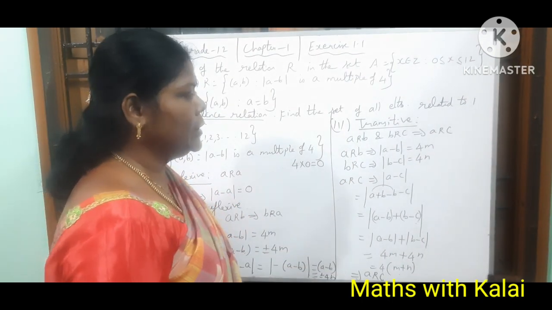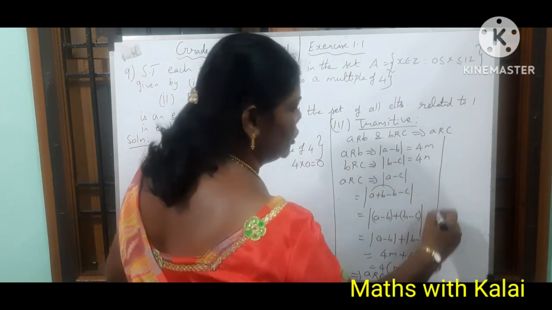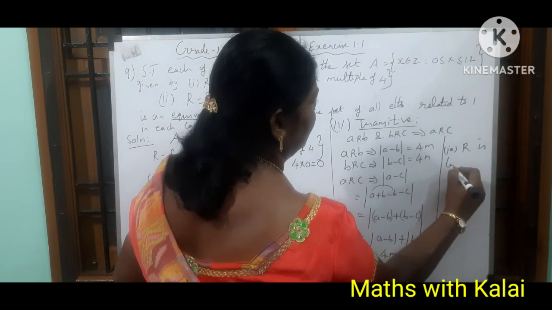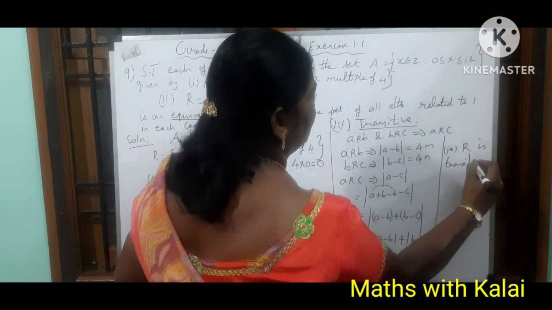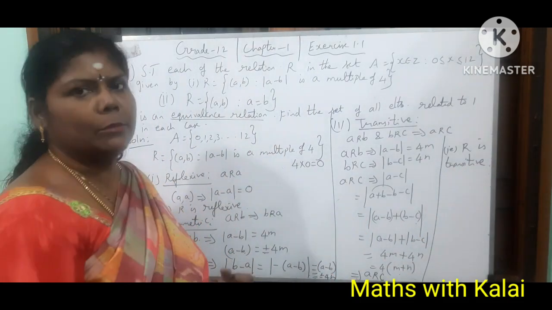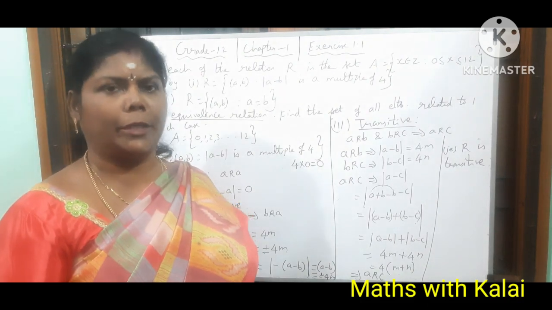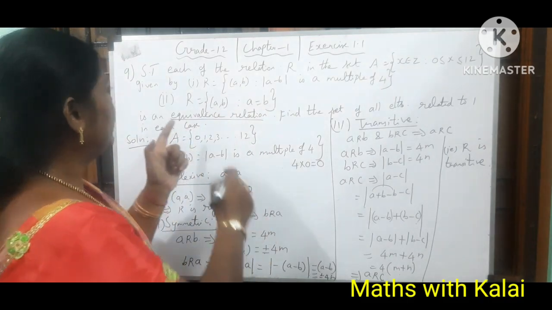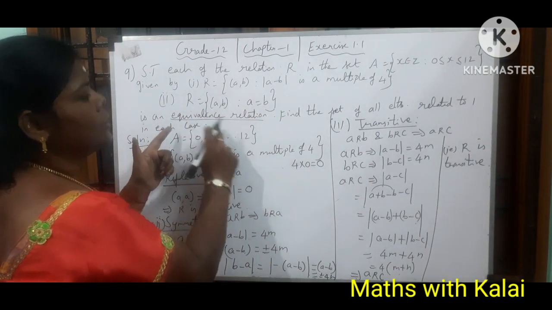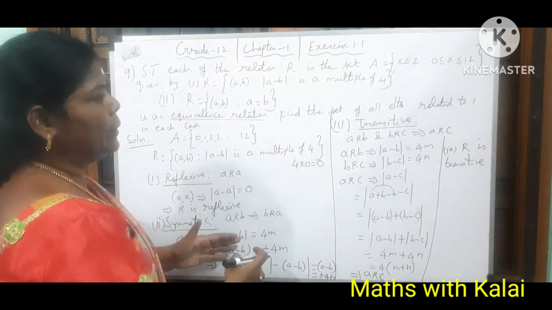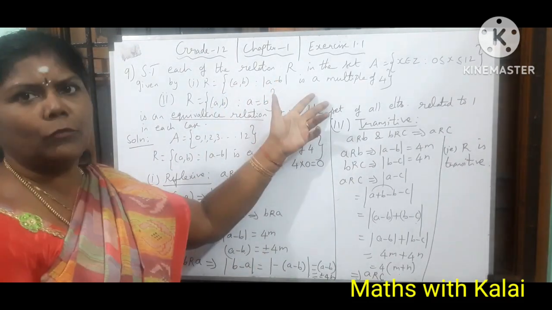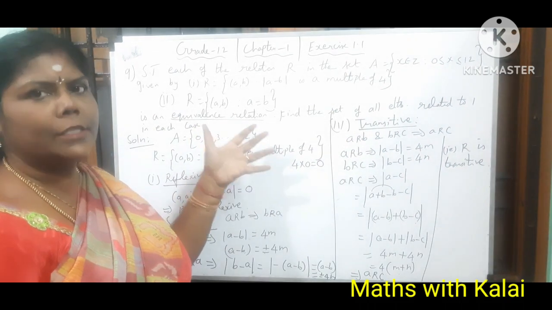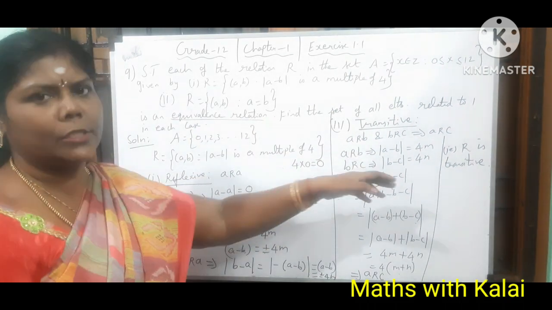So A related to C holds, and the transitive condition is true. That is, R is transitive. Any relation that satisfies the three conditions, reflexive, symmetric and transitive, we can finally say is an equivalence relation. In our question, they asked us to prove that both parts are equivalence relations. For the first part, taking modulus of A minus B as a multiple of 4, we have concluded that the given relation is an equivalence relation since all the conditions are true.